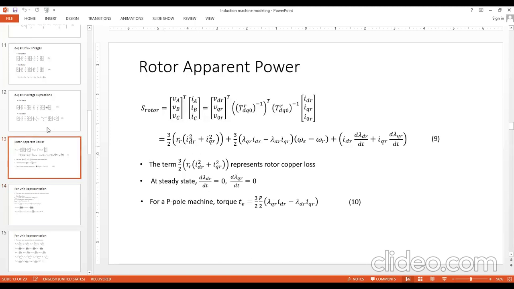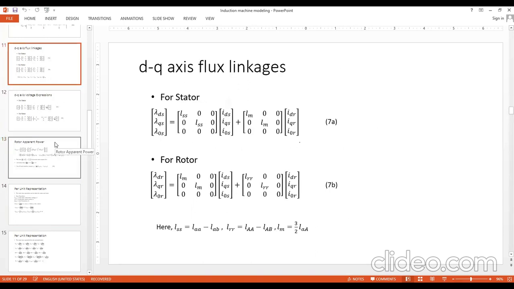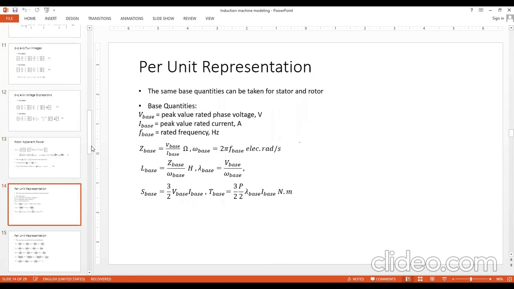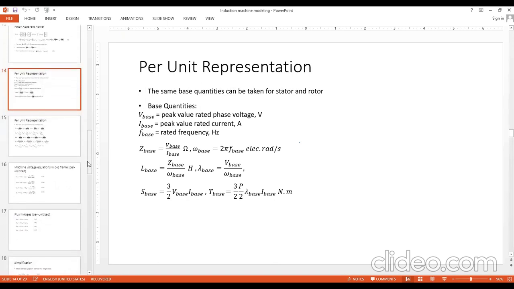So all these till now, we discussed about equation number 10. Till now, all these were in actual quantities, not in per unitized form. So what we would do next, we would introduce some base values for transforming our actual quantities into per unit quantities. And all of us should know the benefit of getting the representation in per unit form.